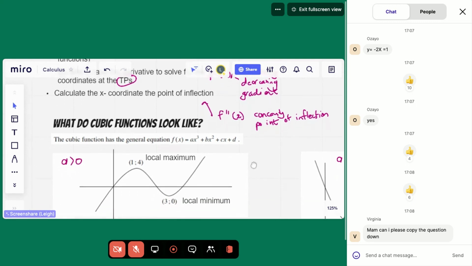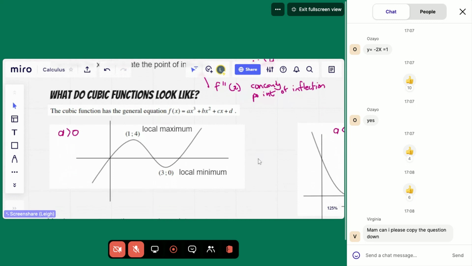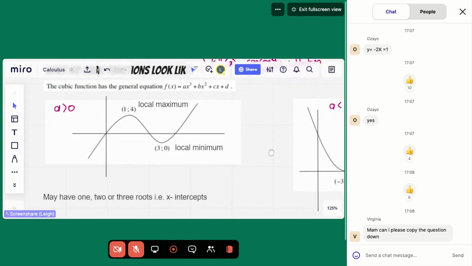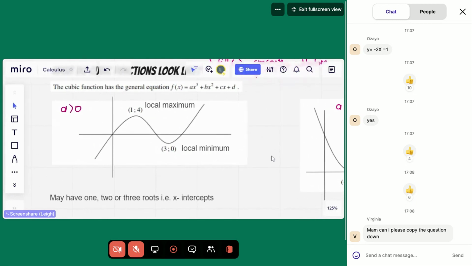The other thing that's important for us to note is that the sign of a affects the shape of the cubic function. So if we have a look at the one that's in the middle of your screen at the moment, this is a cubic function where a is positive. So in this particular case, what we would see is that the graph would first be concave down.